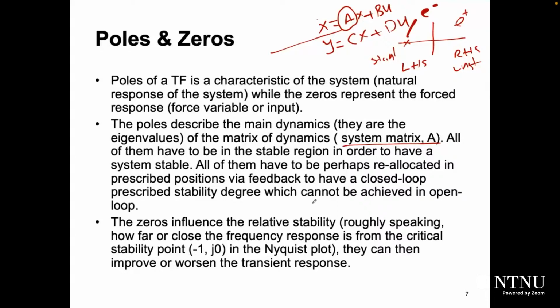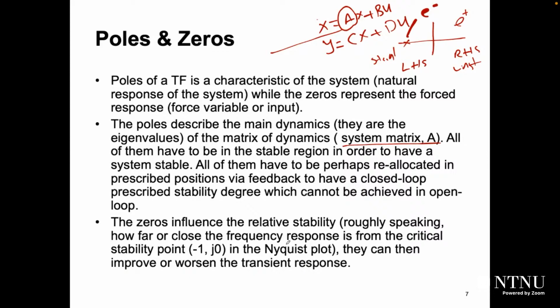So we can design a controller, and when we close the loop, this controller will try to reallocate our poles to some specific locations. Poles on those locations will achieve the performance which we want to achieve.